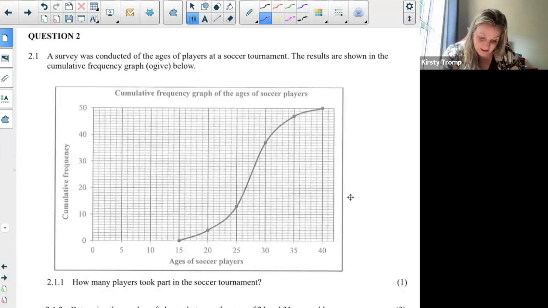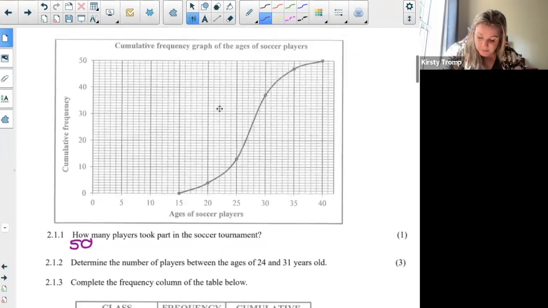All right, guys. So we're doing the ogive next. The results are shown in the cumulative frequency ogive below. 2.1.1 says, all right, how many players took part in the soccer tournament? There are some really easy marks here. So get these easy marks. Nice and easy. It's at the top here. I'll write it down for you guys. It's going to be 50 here. 50 players. Such a nice, simple question. Straight out the gate. Level 1, done. All right. Moving back.